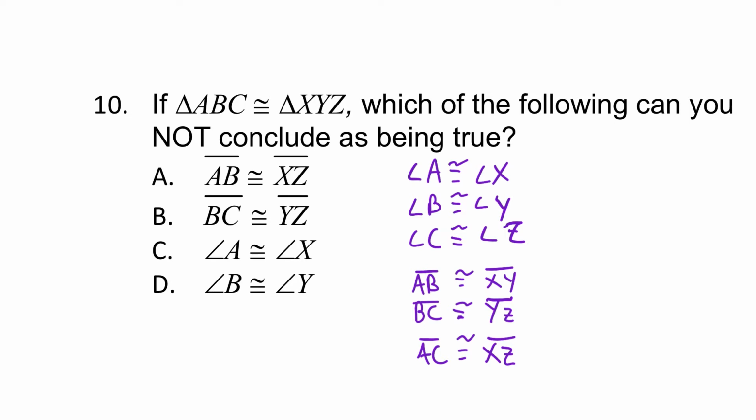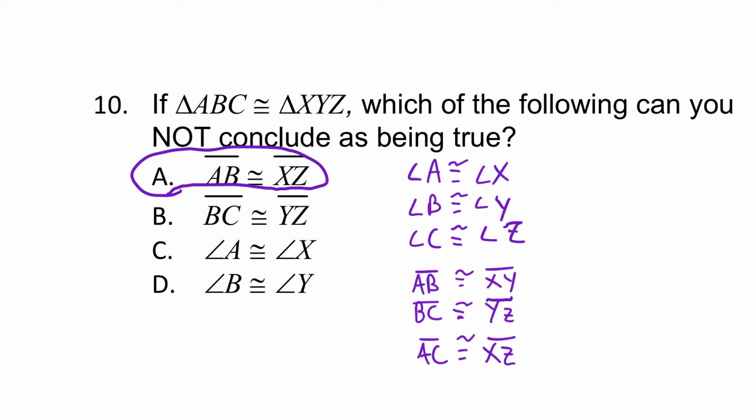Okay, so one of these is not true. So first off, we have AB is congruent to XZ. Well, right off the bat, AB is congruent to XY, not XZ. AC is congruent to XZ. So I think that this is the one that will not be congruent, but always double check the other ones to make sure.